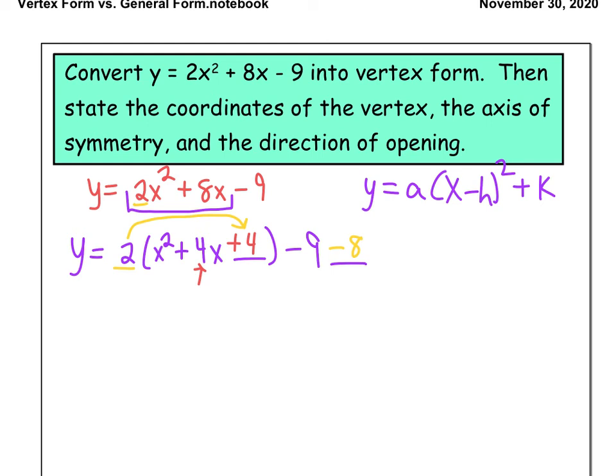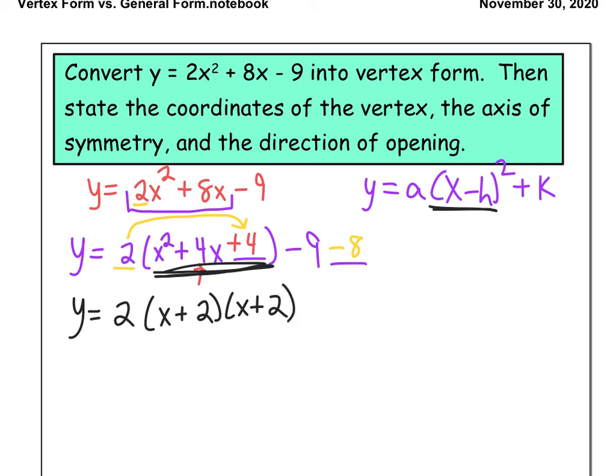All right, so when we go to factor this out, we're going to try to get this portion of it now. So it's going to be y equals, we have the 2. This right here, again, needs to become a perfect square trinomial, meaning it's the same factor twice. It's x plus 2 times x plus 2, because I was looking for factors of 4 that add up to 4. Then on the outside it's minus 9 minus 8, which is minus 17.